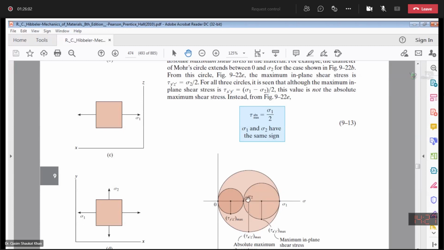Fine. ठीक है जी? So tau x dash z dash, which is basically sigma 1 over 2. So that is your absolute maximum shear stress, sigma 1 over 2. Is this point clear? If you have any question, ask me now.